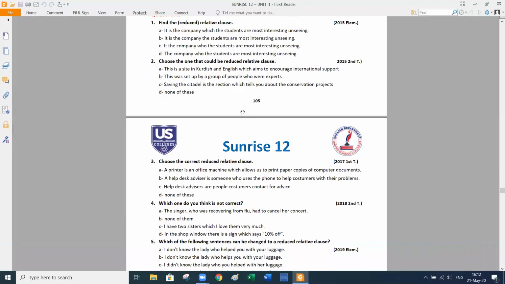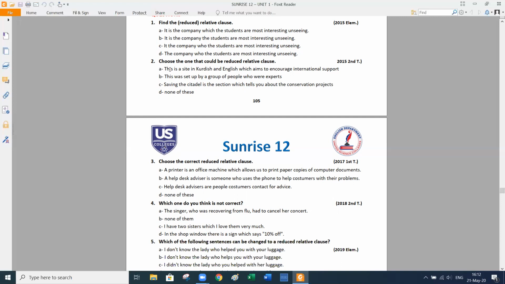And question 2, choose the one that could be a reduced relative clause. Now, in question 1, it was asking for the reduced relative clause, but here it's asking that could be reduced. It is not reduced, but it can be reduced. So it means the relative pronoun is in the sentence, but it must be the object. So we are looking for a relative clause where the relative pronoun is an object. So let's look at A.